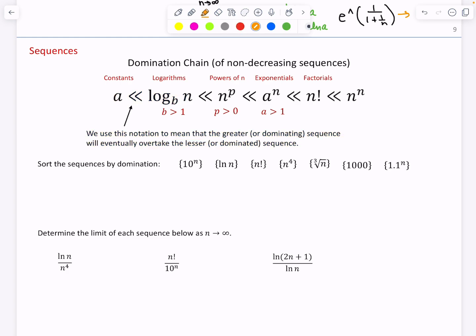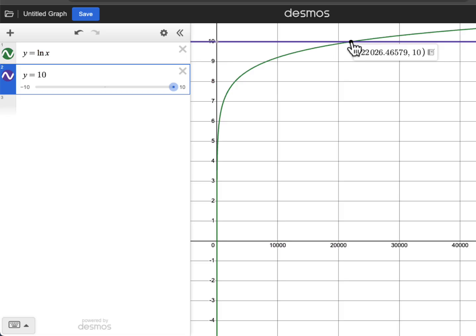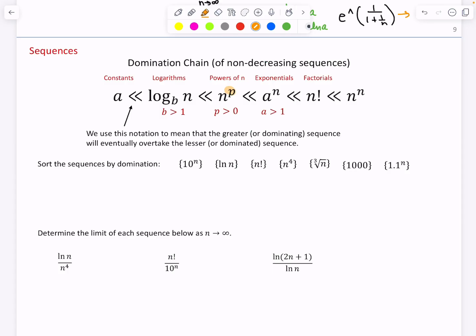And the key word here is the word eventually. In our imagery, if these were sequences, we would have had to go out to more than 22,000 terms before we finally saw the green sequence overtake and forever overtake the purple sequence. Now next, powers of n will eventually dominate logarithms as long as this power is more than 0. Now exponentials, as long as the base is more than 1, will eventually overpower powers of n.